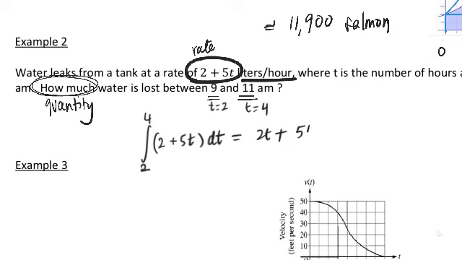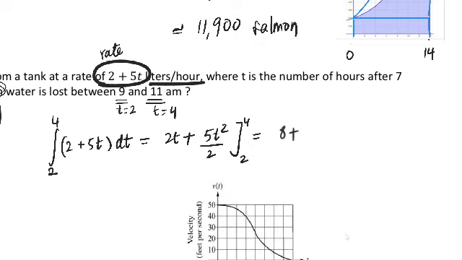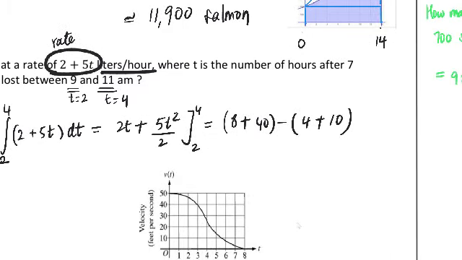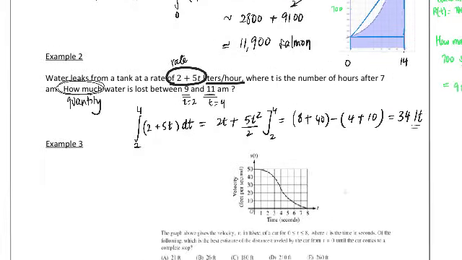So this is an example where I have an equation. So I'm going to find the antiderivative and find the exact area, which will be 8 plus 40 minus 4 plus 10, I think. And so my final answer will be 48 minus 14, or 34 liters, right? 34 liters is how much water is lost between 9 and 11 a.m.